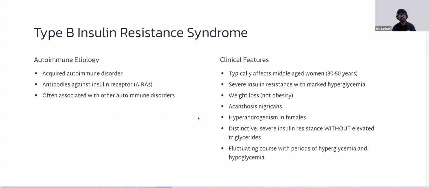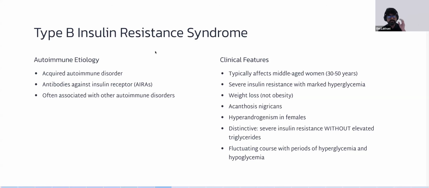Now, one very interesting condition, which is acquired but an important insulin resistance syndrome, is type B insulin resistance syndrome. Type A is when you have a defect in the insulin receptor, a lack of insulin receptor. But type B is an autoimmune disease, where you have antibodies against the insulin receptor. You don't have defects in the receptor, you have antibodies against it. This disease is generally seen in middle-aged females. Patients tend to have severe insulin resistance.